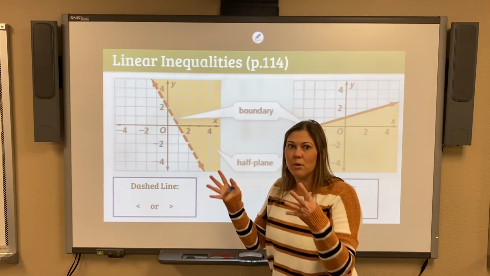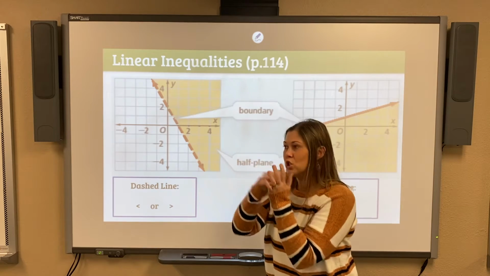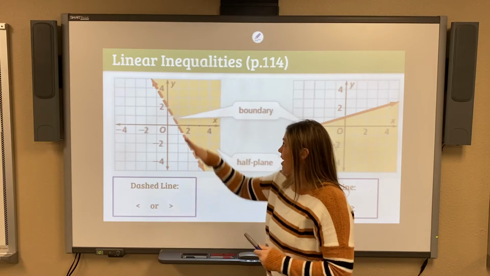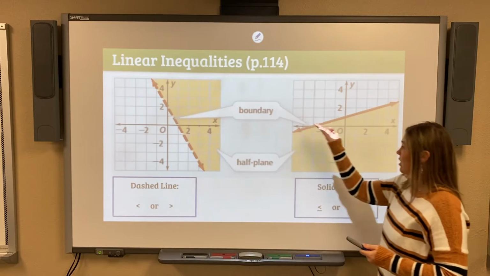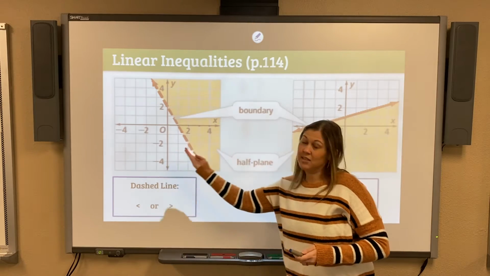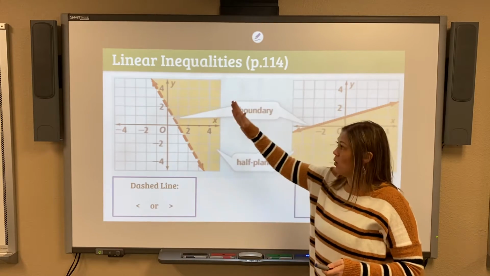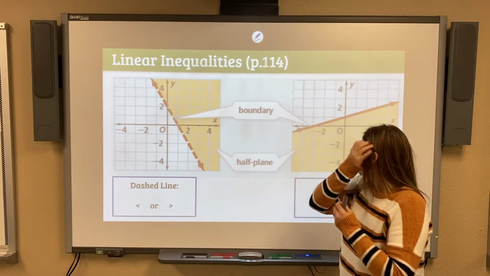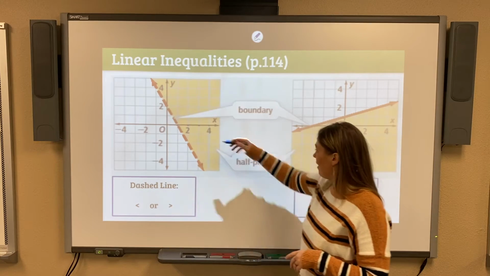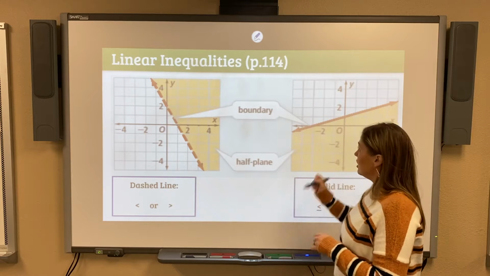So, linear inequalities. Instead of on a number line with open or closed circles and shading to the left or right, now we graph and we either have a dashed line or a solid line. This is called the boundary. The boundary is where your line is. And then for the shading, we either shade above the graph or below the graph. That would be your half plane of all of these coordinate points.